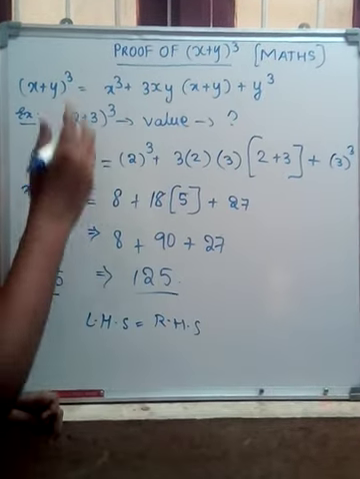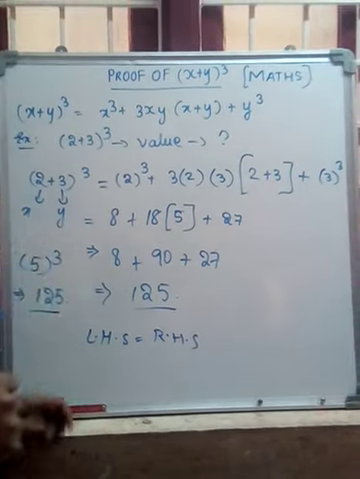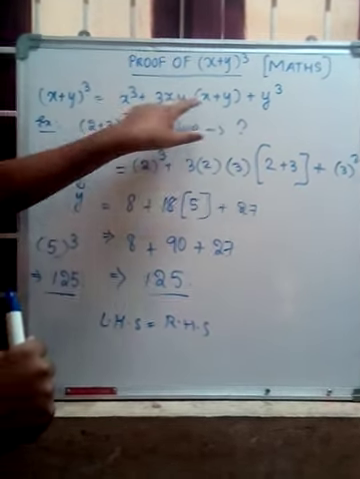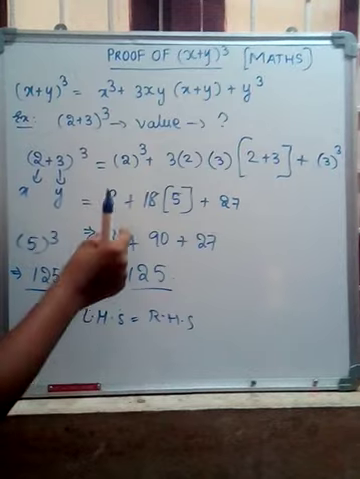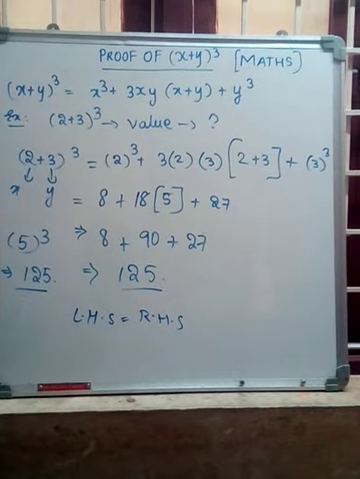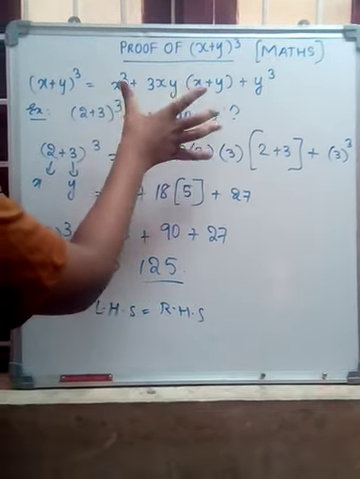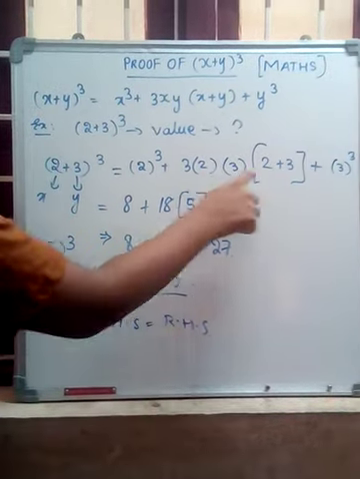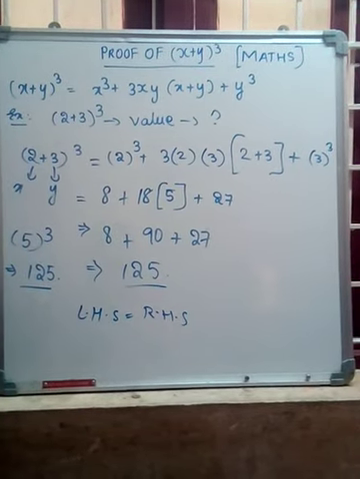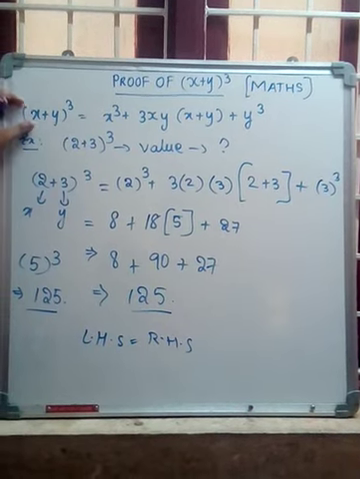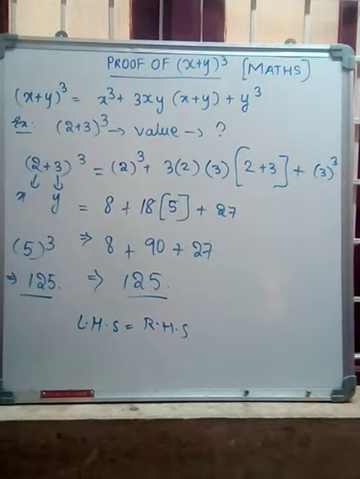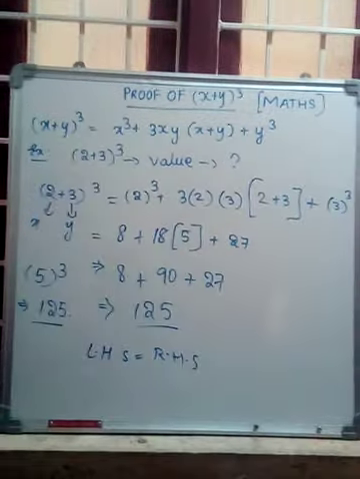If we substitute the same values in the first formula, that is x cube plus 3x square y plus 3xy square plus y cube, the answer will be 125 and 125. This second formula is easy to multiply the numbers. The first one will be somewhat hard to multiply. So this is the proof and example for the x plus y whole cube.